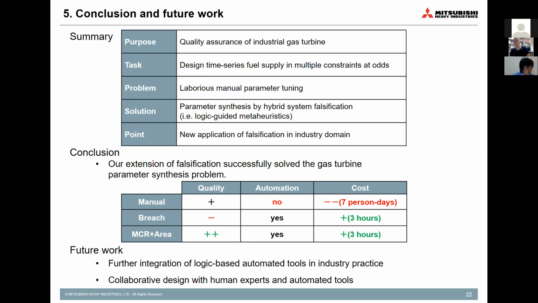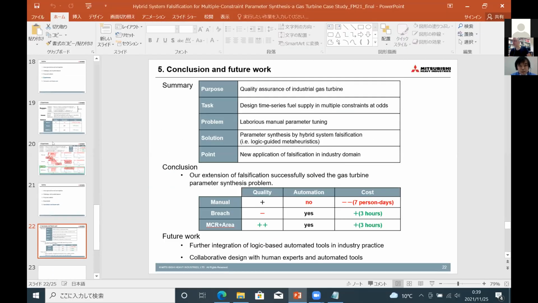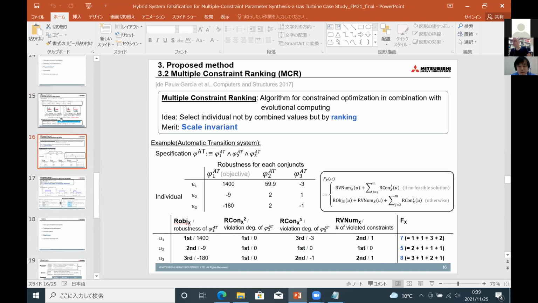Sorry, let me confirm your question. In the discussion of the multiple constraint issue, you finally said that to avoid the scaling issue, you rank individuals. Can you explain this point?